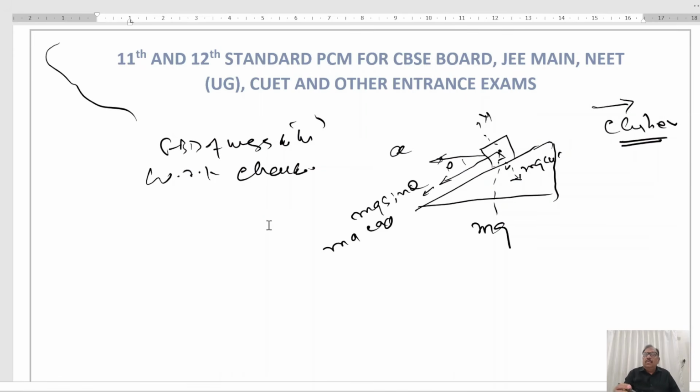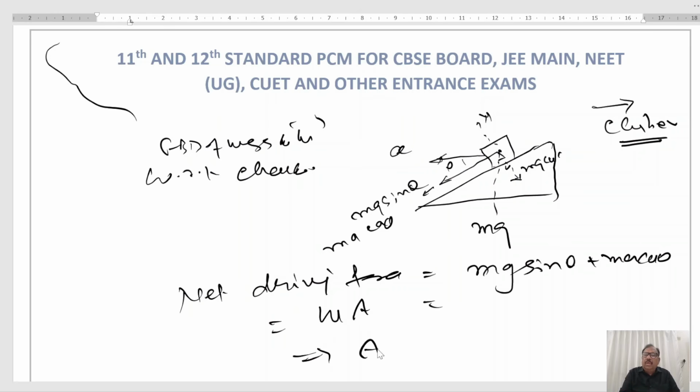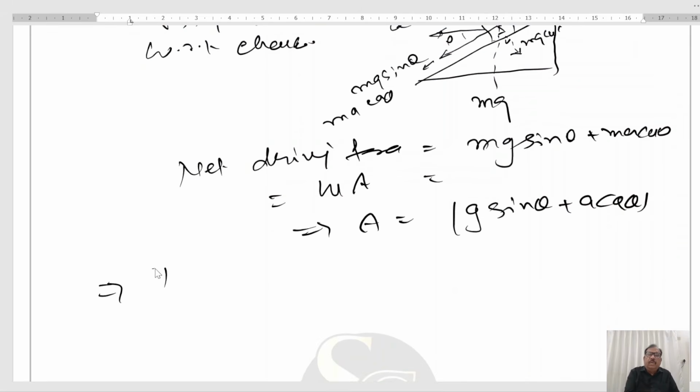Now, the net driving force will be equal to mg sin theta plus ma cos theta. Net driving force equal to mg sin theta plus ma cos theta, that is equal to m into a, right? Therefore, acceleration of the block will be, m cancels m, g sin theta plus a cos theta. Now we have to find the time taken.